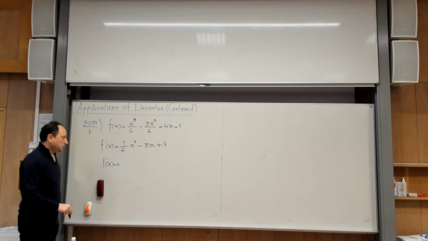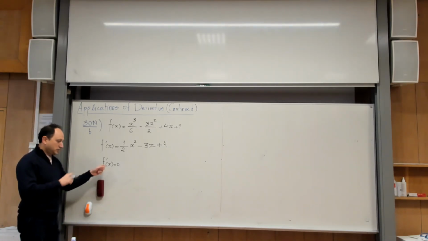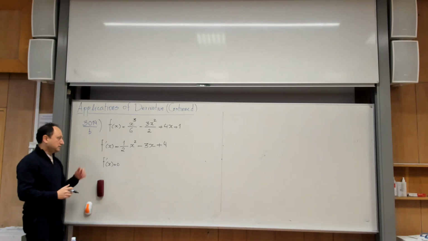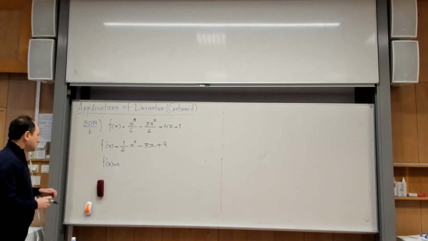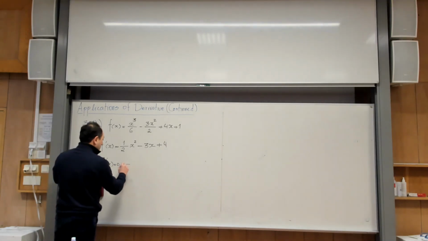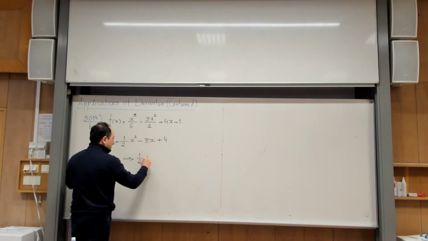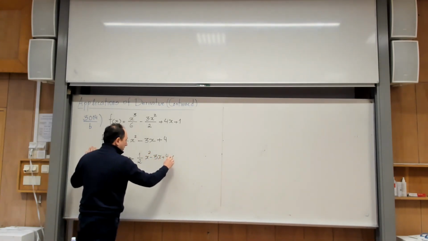The second step is to put this equal to 0. Why? Because by that imagination, it is easy to see that the local extreme points are among the points where the tangent is horizontal. When the tangent is horizontal, it means that the derivative should be equal to 0 at that point. So then, if I put it equal to 0, then what I get is 1 half x squared minus 3x plus 4 equals 0.